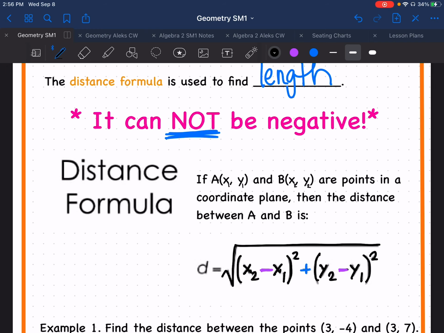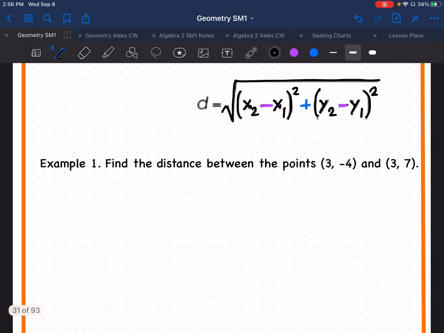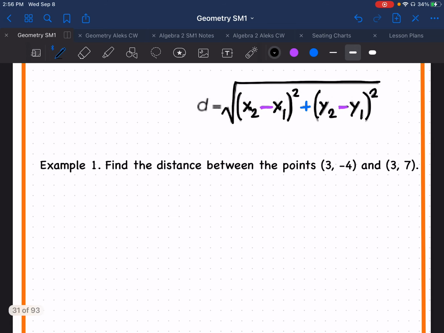All right, let's go ahead and do some examples. I just have 3 for you today. I'm going to leave the formula up here. Remember, our answers cannot be negative. Find the distance between the points 3, -4, and 3, 7.